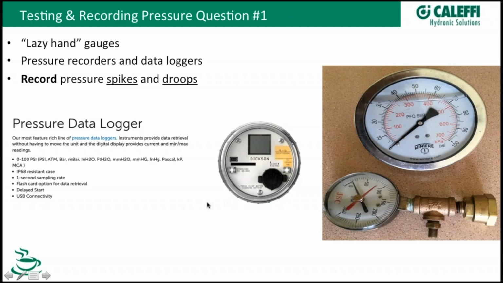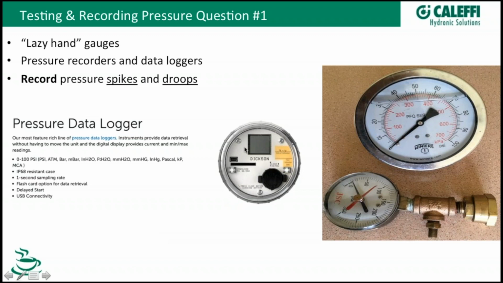All right, so here's what I wanted to show you. Let's say you've got a situation where you suspect you're getting a pressure spike. Well, how do you know that unless you can be there at the exact moment that it happens? So I threw in here a couple of examples of gauges that you can put on that can record pressure over a period of time. This is a little data logger.